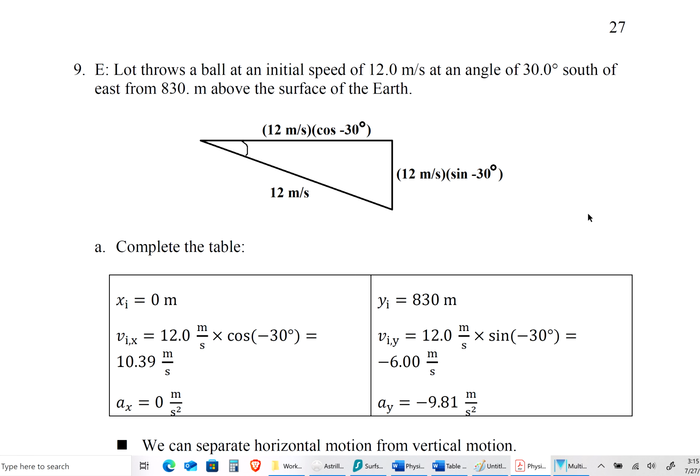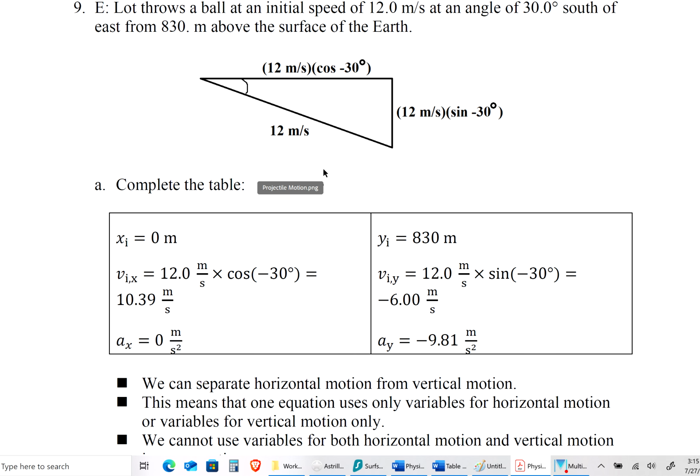Question number 9. Lot throws a ball at an initial speed of 12 meters per second at an angle of 30 degrees south of east from 830 meters above the surface of the earth. So it's going to look something like this. Part A, complete the table.